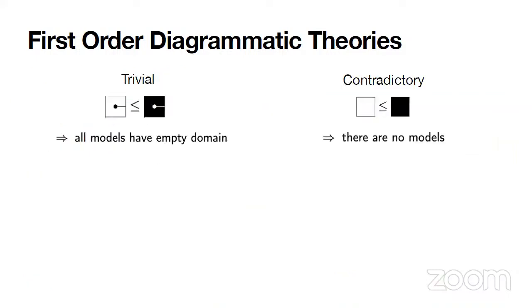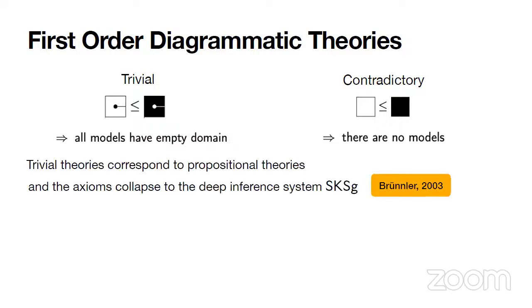So string diagrams allow us to distinguish between what we call trivial and contradictory theories. A theory is trivial if this is provable in the theory, and contradictory if this is provable. A trivial theory implies that all models of this theory have an empty domain. A contradictory theory has no models. This is interesting because these theories correspond to propositional theories, and in this case, the axioms collapse to a deep inference system for propositional logic.